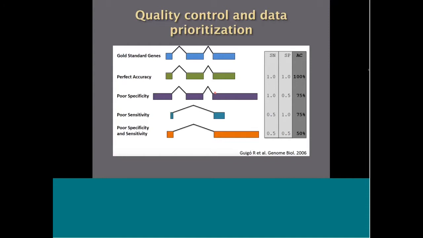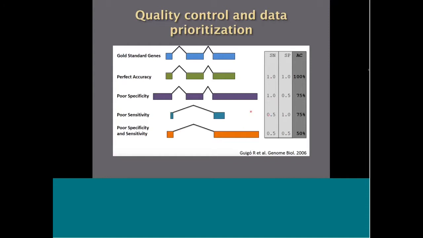Here are a few more examples of sensitivity and specificity. You can see here a gold standard gene. Here we have perfect accuracy, perfect sensitivity and specificity. Next, poor specificity but good sensitivity, then poor sensitivity but good specificity because we're not overcalling. And here's a model where we have both poor specificity and sensitivity.